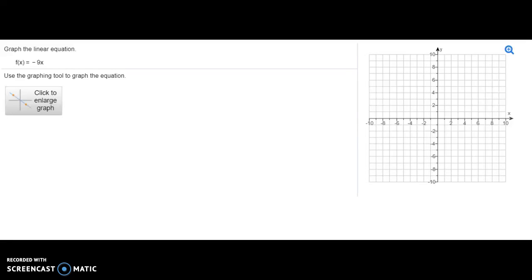When it says graph the linear equation, remember f of x is the same thing as y. So when you see f of x, just think of it as y. So you really have y equals negative 9x.